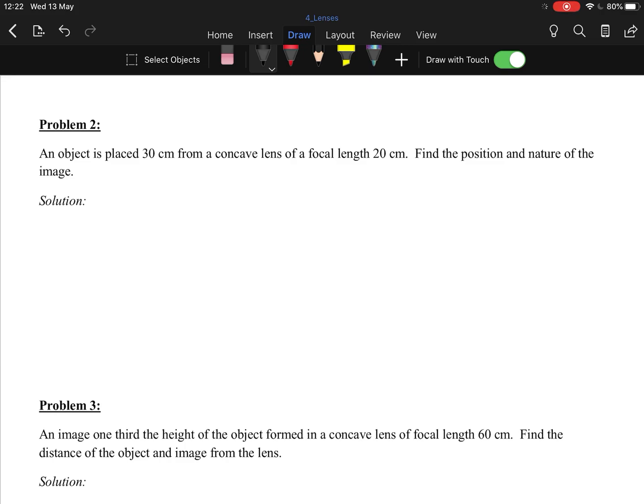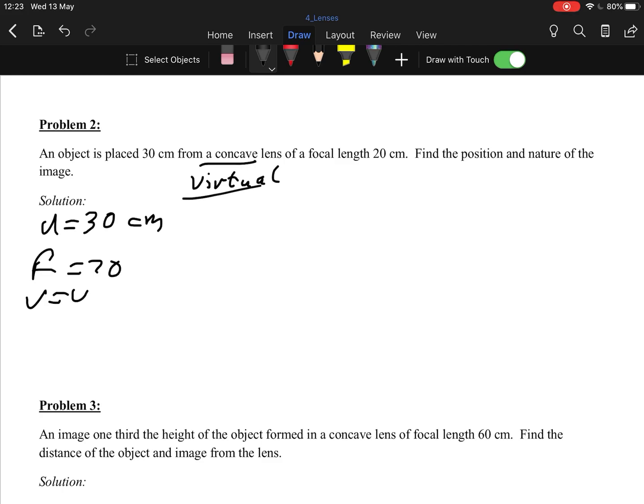Problem 4. An object, sorry, turn on the pen, is 30. Focal length is 20. Find the position and the nature of the image. Well, because it's a concave mirror, its nature is obviously virtual. So we know that straight away, and we have to find the position.